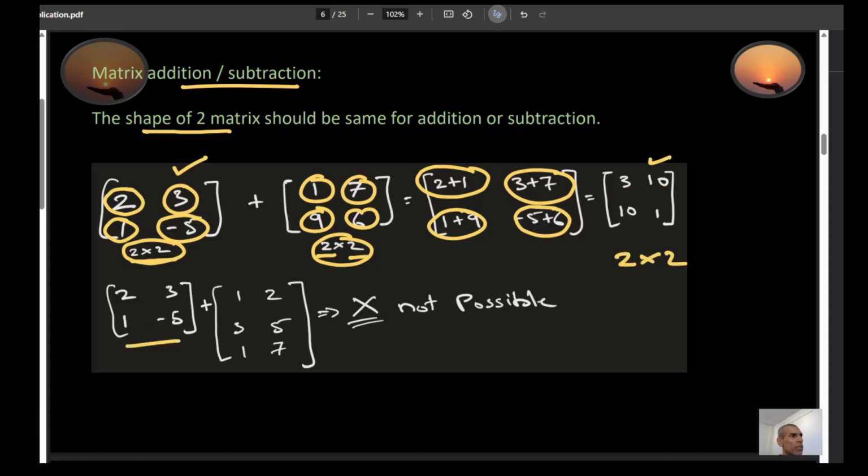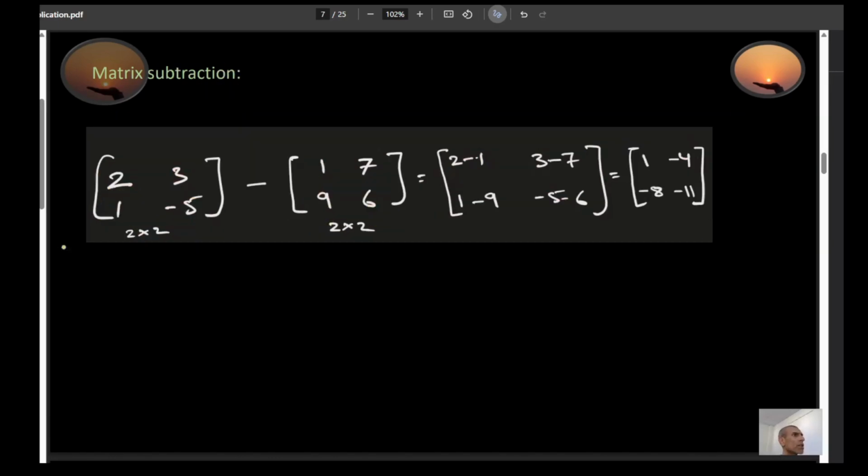For example, this one right here actually has a shape 2 by 2. This one has three rows and two columns. Well, in this case, I cannot perform addition or subtraction, because my shapes are not the same. Look at this one. This is my matrix subtraction now. I have this matrix A, this is my matrix B. Shape is 2 by 2, 2 by 2.